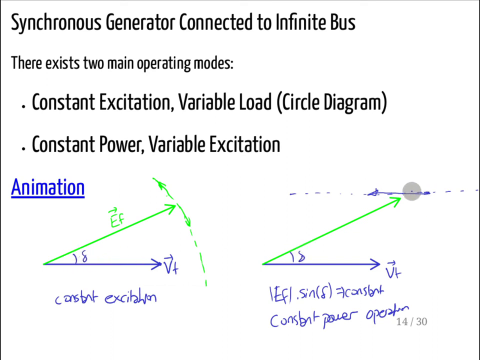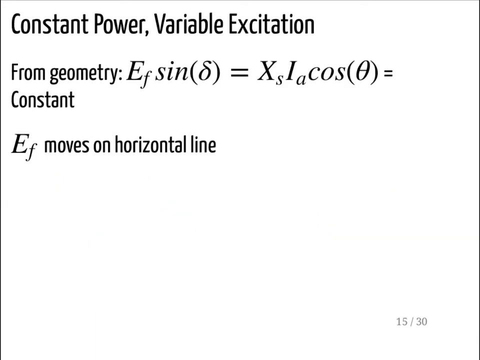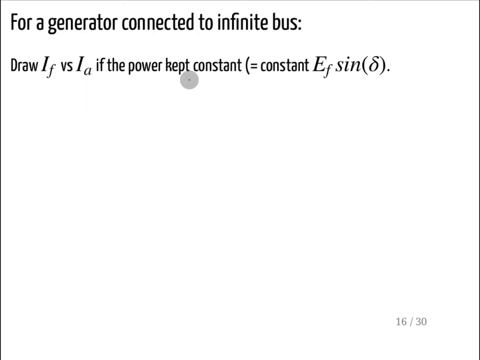Right? So either you can move along the constant power line, or you can move along that circle with the circle diagram. So actually that is what we already derived. So EF sine delta is equal to XS IA cos theta, and if it is at constant power, that term is constant, which makes EF sine delta constant.